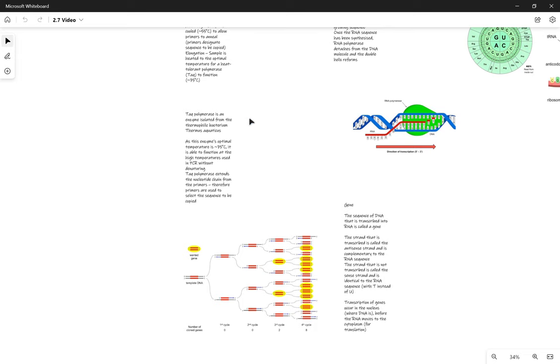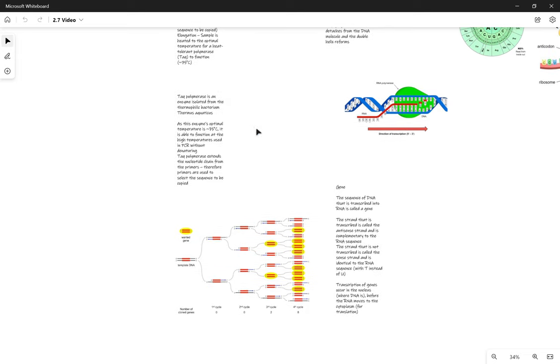So Taq polymerase is an enzyme isolated from the thermophilic bacterium Thermus aquaticus, so that lives near thermal vents in the Earth's surface, and this enzyme's optimal temperature is 75 degrees, meaning it can be used at high temperatures in PCR without denaturing. Taq polymerase extends down the nucleotide chain from the primers, therefore primers are used to select the sequence that should be copied.